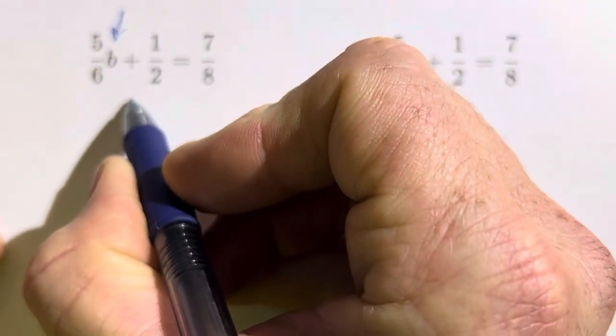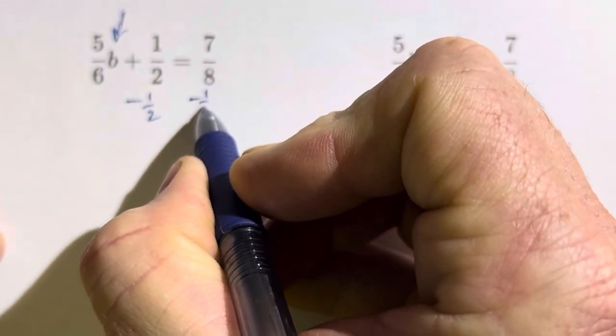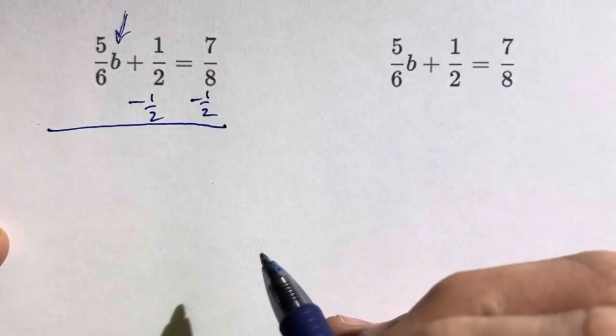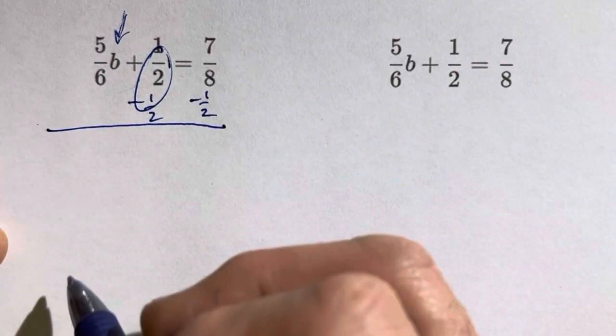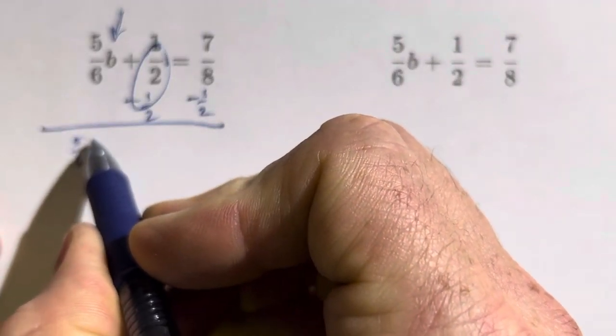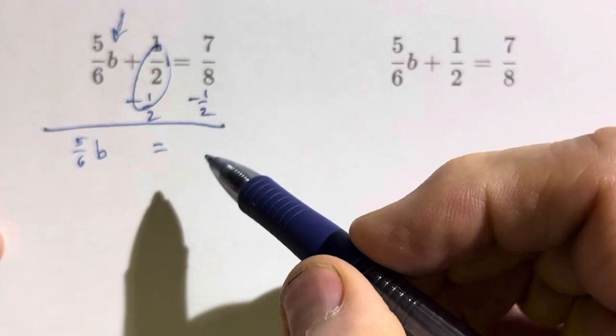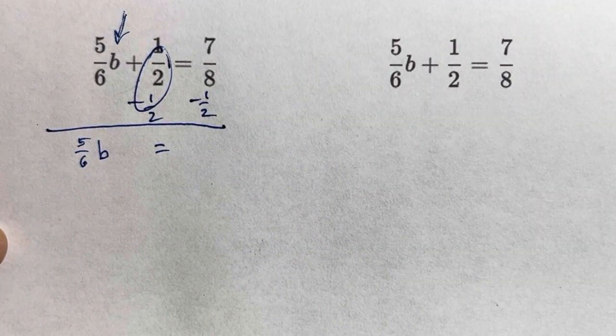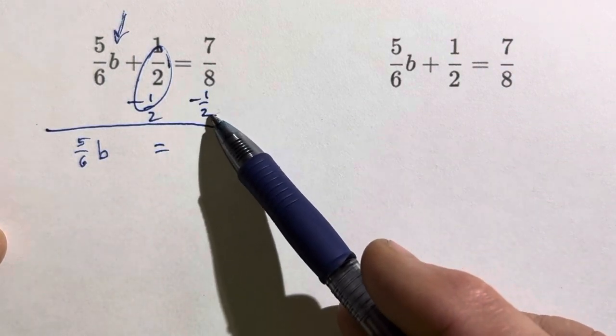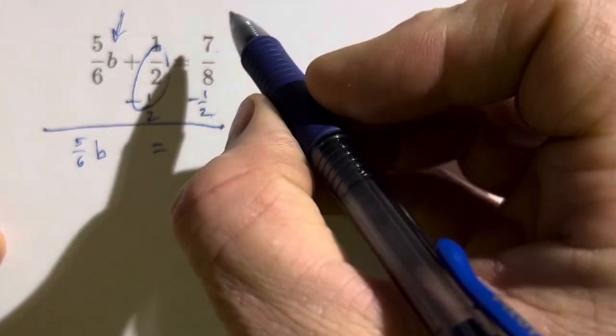So this plus 1/2, I need to minus 1/2 on both sides. Okay, I'm going to do that. This goes away, and I've got 5/6 times b equals, and when I subtract these, they don't have common denominators, so you have to make the denominators match. Well, 8 and 2, they both go into 8, so this one's okay.